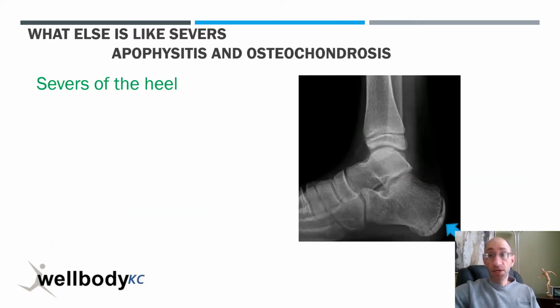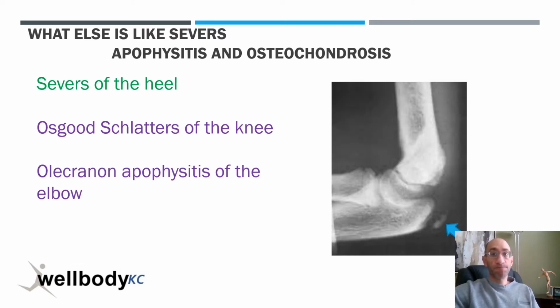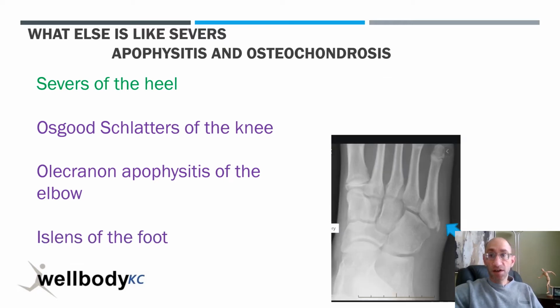Sever's pain in the heel is similar to other problems that occur in growing athletes in different parts of their body. Apophysitis and osteochondrosis are two terms used for different causes of pain at the growth plate where a tendon is yanking on that growth plate. Osgood-Schlatter's of the knee is an example. So is Sinding-Larsen-Johansson of the kneecap, both from the patellar tendon yanking on a relatively weaker growth plate. Olecranon apophysitis of the elbow is an example, and so is Iselin's of the fifth metatarsal of the foot. There are other examples too. These are just a few to give you an idea that this problem occurs in more areas than just the heel.